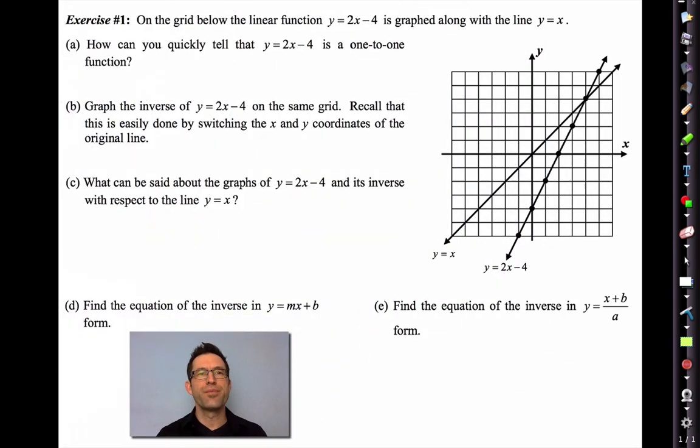So in the first problem, it says on the grid below, the linear function y equals 2x minus 4 is graphed along with the line y equals x. Letter A, how can you quickly tell that y equals 2x minus 4 is a one-to-one function? Do you remember this? Pause the video for a minute and think about this.